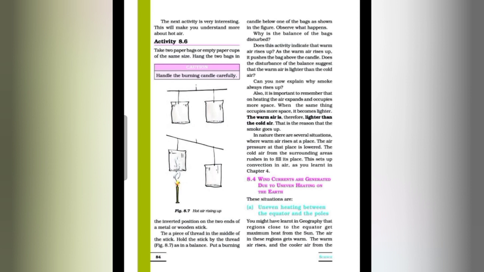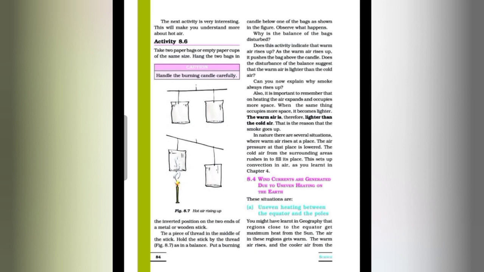Now you have to observe. You will observe that the wooden stick is perfectly horizontal, showing that the two paper bags contain an equal mass of the same air, that is cold air, which you can observe in condition 1. When a burning candle is placed below the left side paper bag, you see that after some time the left side of the wooden stick goes up.